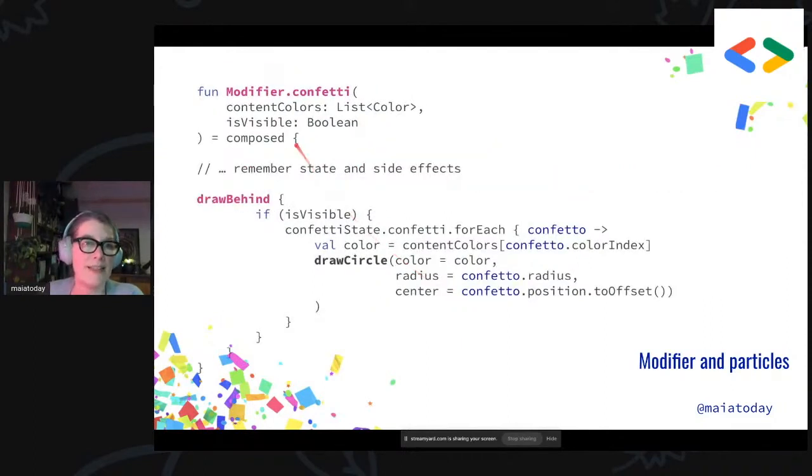So we're still in the same one. The previous code from the previous slide goes here, but all modifiers have this draw behind method. What this will do is just draw behind whatever composable you put this modifier on. And here I'm checking the state variable, is visible, again. If it's false, it does nothing. If it's visible, then it will come through here, run through the confetti and draw a circle on screen for each of them.